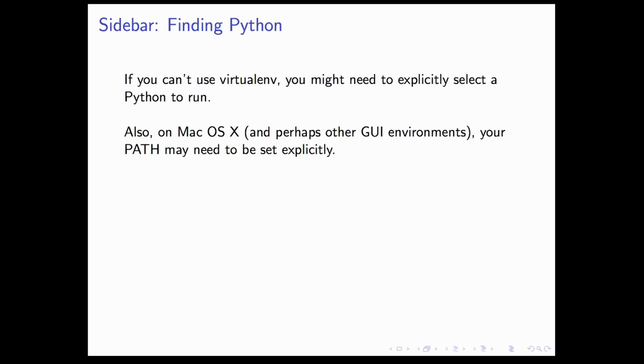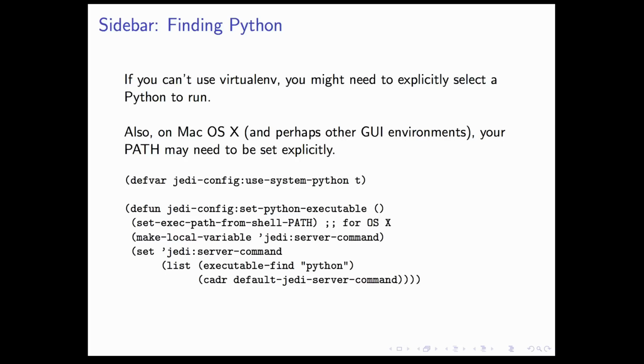So from there, the sidebar that I mentioned before is one other command that you might find that you need to use, which is to find the correct Python when you can't use virtual env. And I won't spend too much time on this because this is a bit of a corner case, but I have this switched on and off by this use system Python config variable, and it does a couple of things.